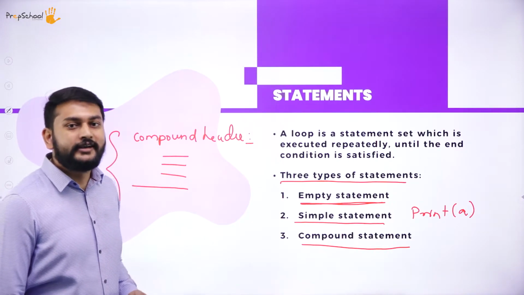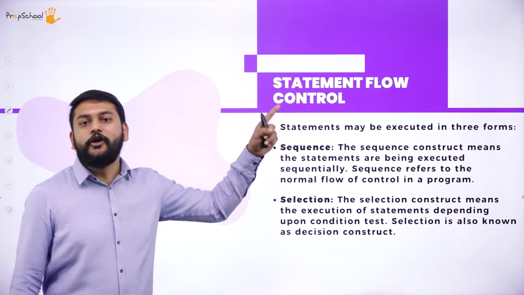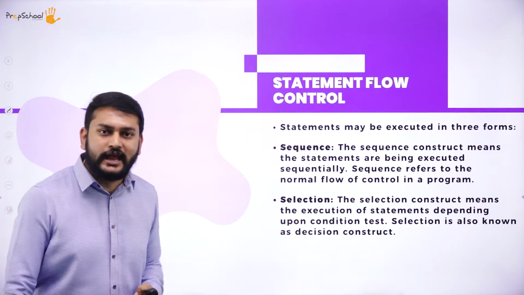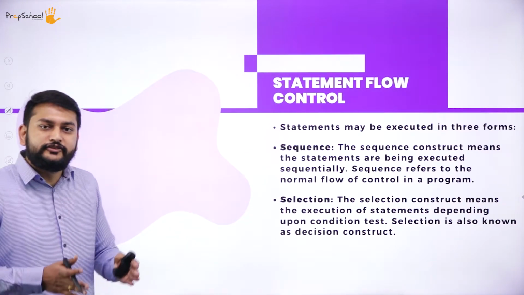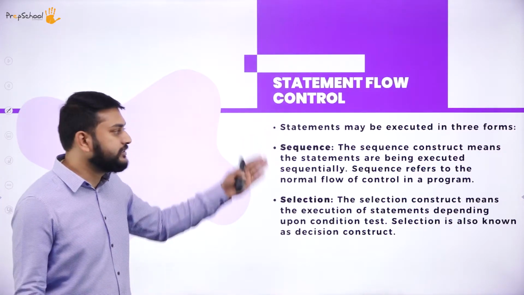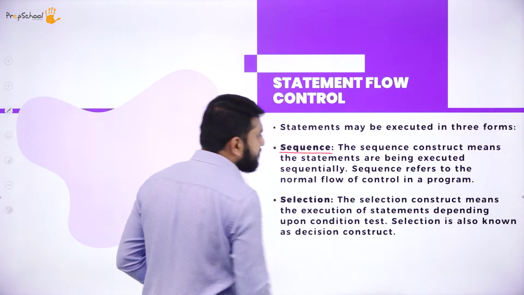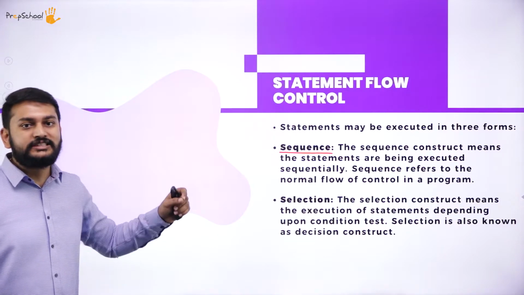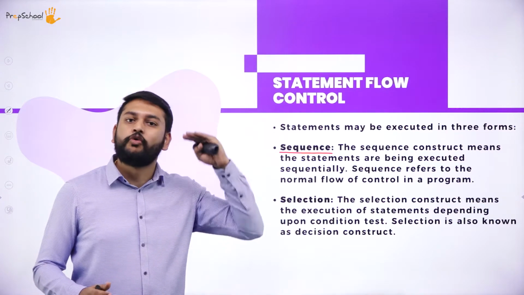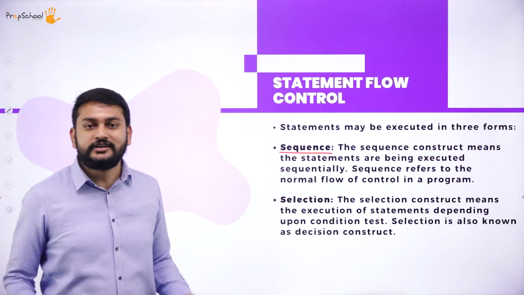So moving on to the next concept. The next concept is statement flow control. I think I have discussed this already in the beginning slide. How exactly the flow control is happening between the statements is what we are trying to understand with this concept. As I told you in the beginning, what is the first one that we have? Sequence. Sequentially, if you are trying to execute the statements one by one, we call it executing the statements sequentially.